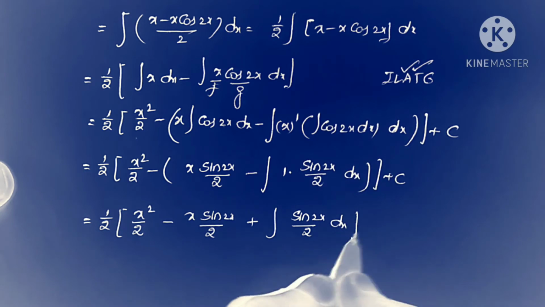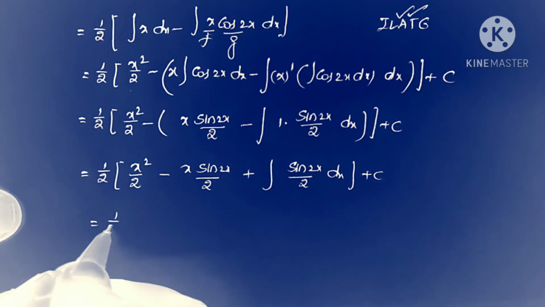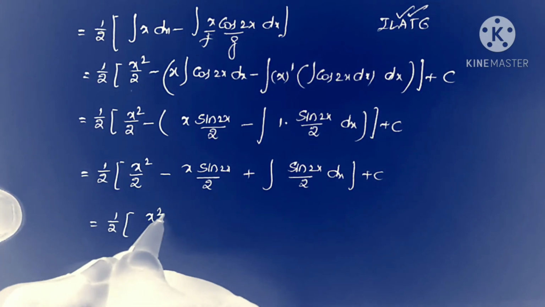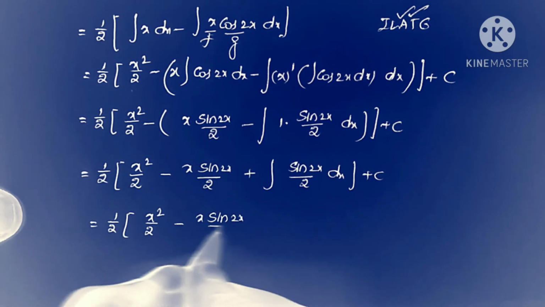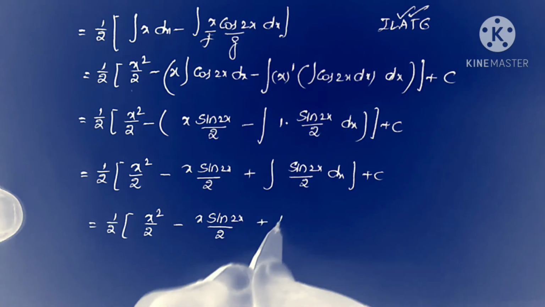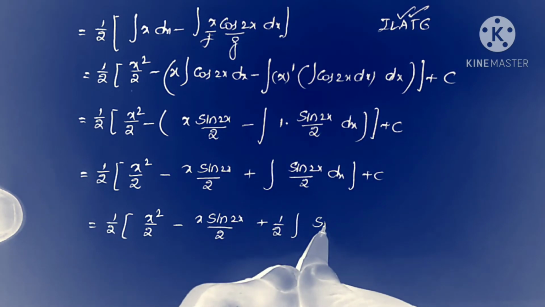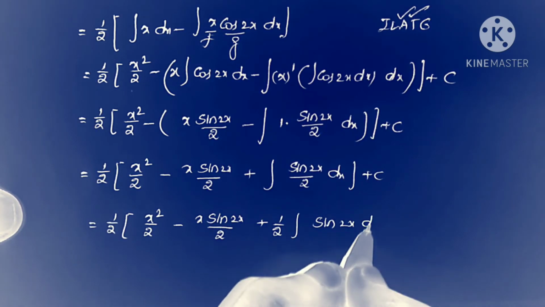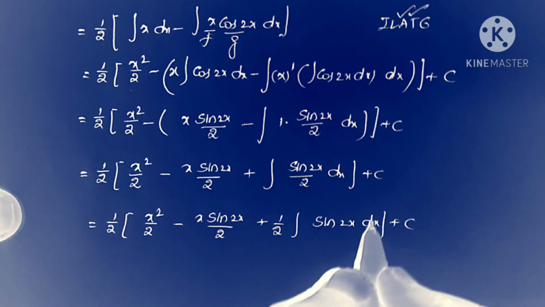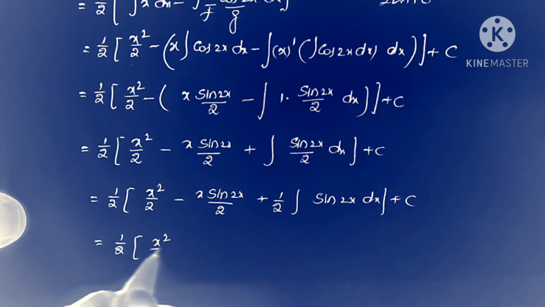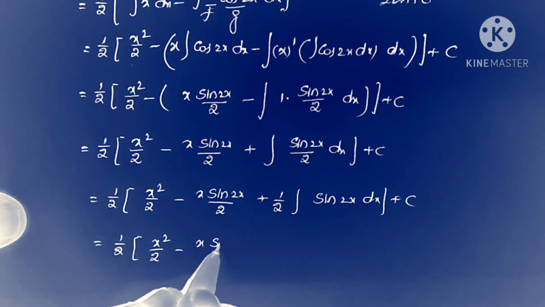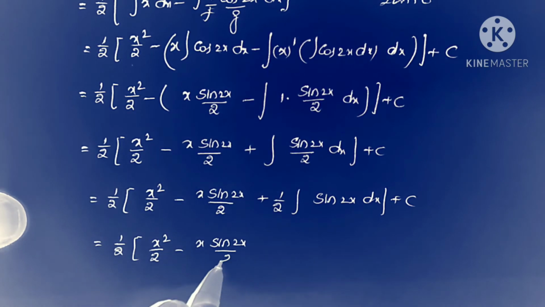into dx plus c. So this is equals to 1 by 2 into x square by 2 minus x sin 2x by 2 plus, writing the constant before the integration, 1 by 2 integral sin 2x into dx plus c. Now taking the integration of this term, and this is equals to 1 by 2 into x square by 2 minus x sin 2x by 2 plus 1 by 2 into integral sin 2x.